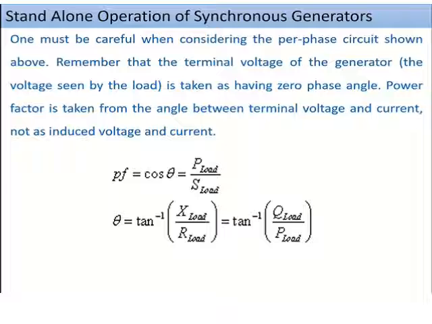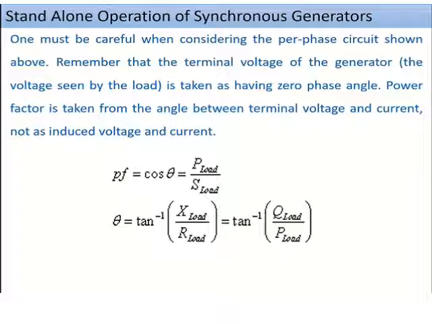There are certain important points in which one should be very careful by considering the per phase equivalent circuit. Please remember that the terminal voltage of the generator, meaning the voltage which is seen by the load, is taken as having zero phase angle. Very important to note, V angle 0. We are taking the voltage as a reference so that the angle is 0.